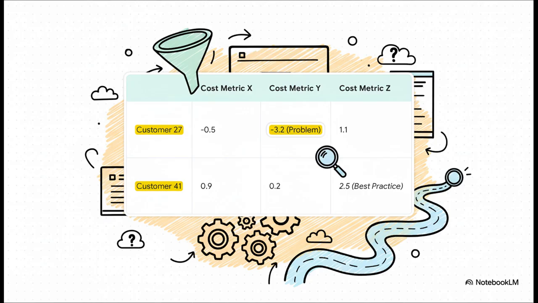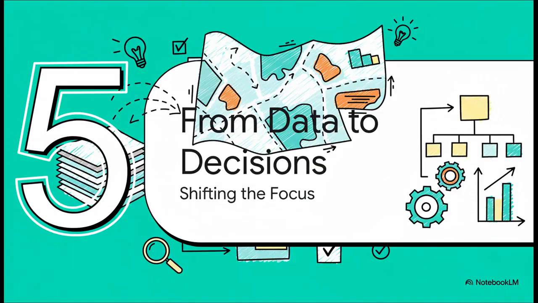But, just as important, look at the green item. That's a best practice. It shows customer 41 is knocking it out of the park on metric Z, giving you a model of success you can learn from. And this brings us to the final, and honestly, the most important part of this whole thing. How do you take this amazing data and turn it into real-world business decisions that actually make a difference?